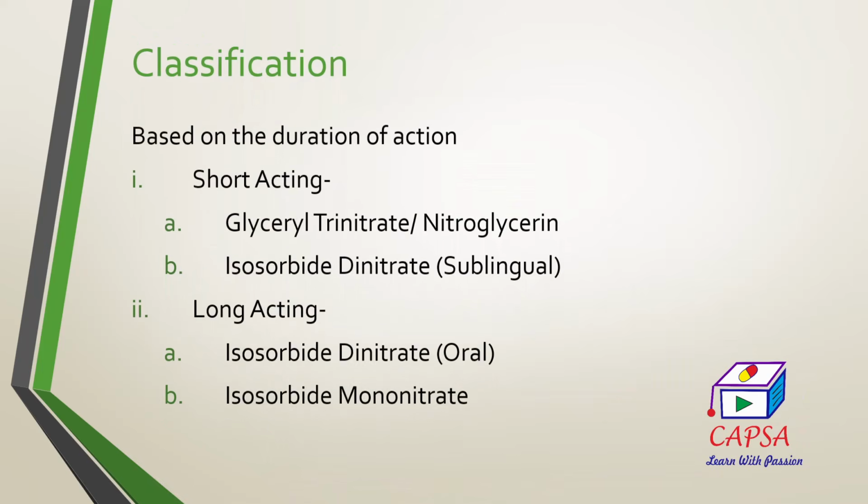What are the classifications? Based on the duration of action, it is of two types: short-acting glyceryl trinitrate or GTN, nitroglycerin, isosorbide dinitrate when used sublingually, long-acting isosorbide dinitrate when used orally, and isosorbide mononitrate.